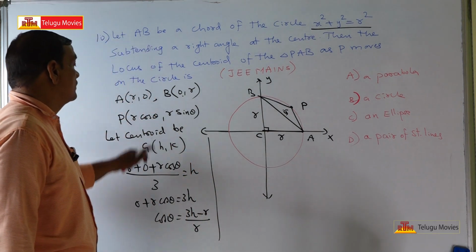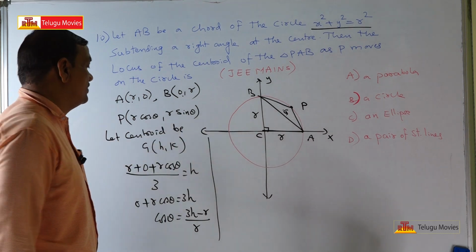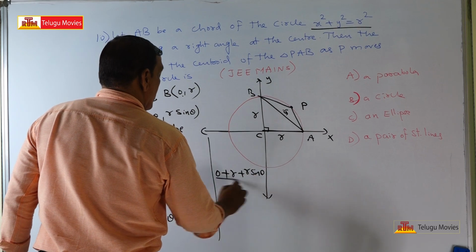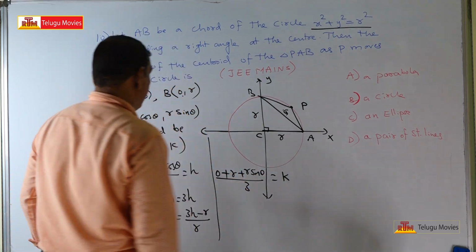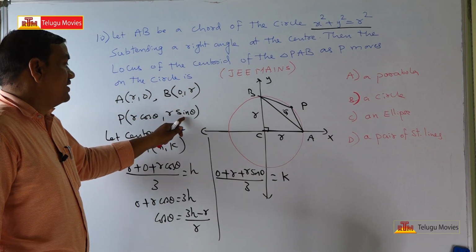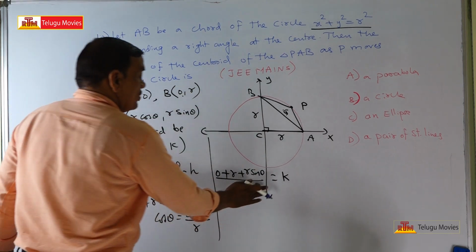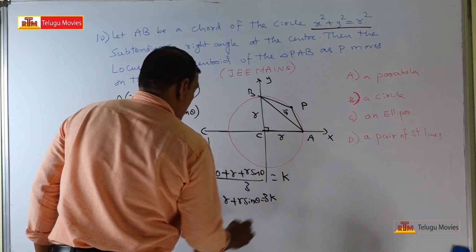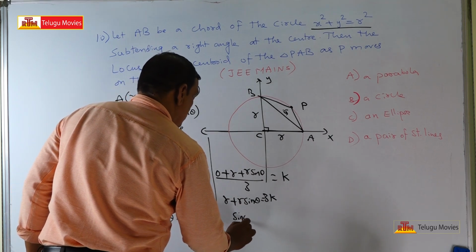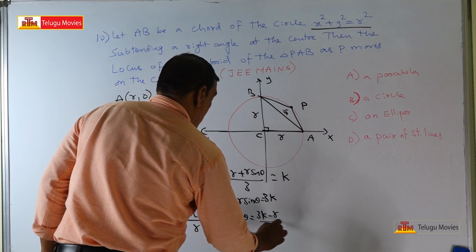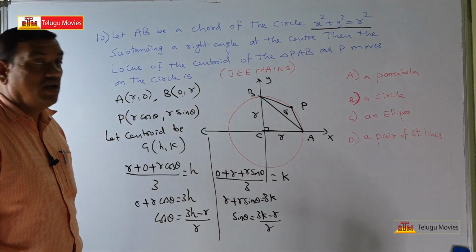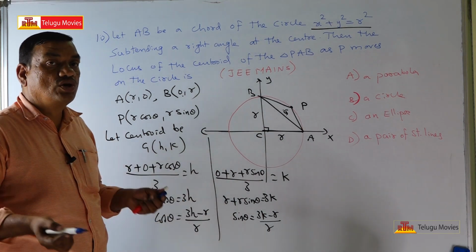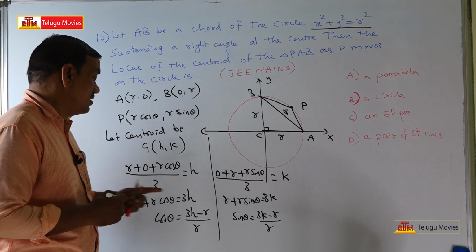Similarly, for the y coordinate, (y1 plus y2 plus y3) by 3, that is (0 plus r plus r sin theta) by 3, is equal to k. If you observe, r plus r sin theta is equal to 3k. So sin theta is equal to (3k minus r) by r. So you know cos theta, you know sin theta. There are two equations. You have to eliminate this theta.